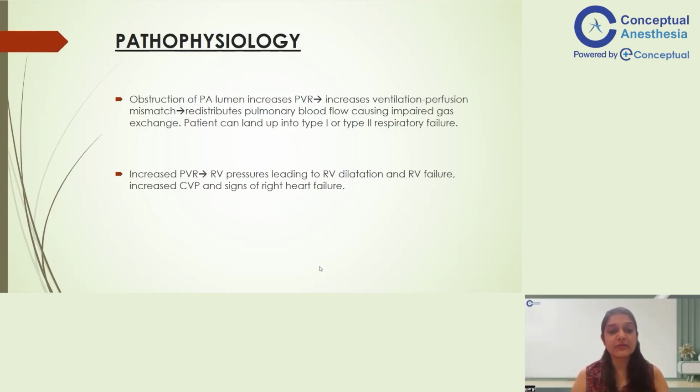But this increased PVR also has an effect on the heart, because obviously against this increased PVR, which ventricle has to function? That's the right ventricle. And you know that the right ventricle is more compliant as compared to the left ventricle, because the left ventricle has a large muscle mass as compared to the right ventricle. The right ventricle is very thin walled, so that's why it's able to dilate very much.